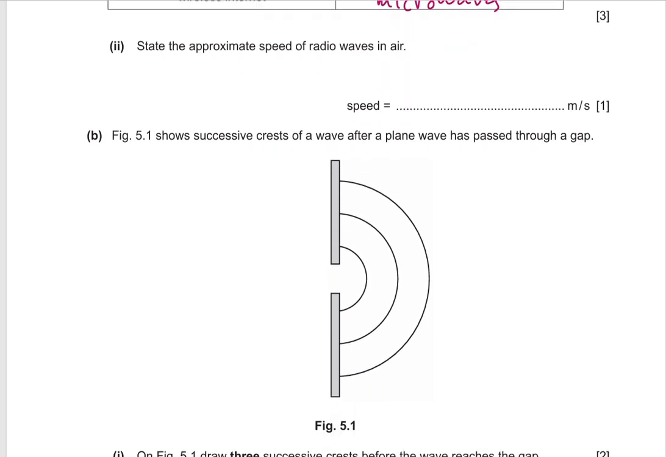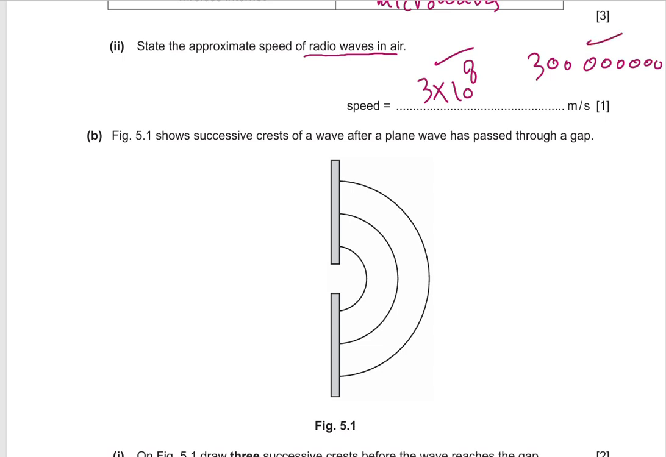I hope you do. Now they say state the approximate speed of radio waves in air. The speed of radio waves in air is the same speed of visible light, which we all know is 3 multiple 10 to the power 8 meter per second. Of course you can write it as 300,000,000. It's basically the same. You write this or this, it's the same.